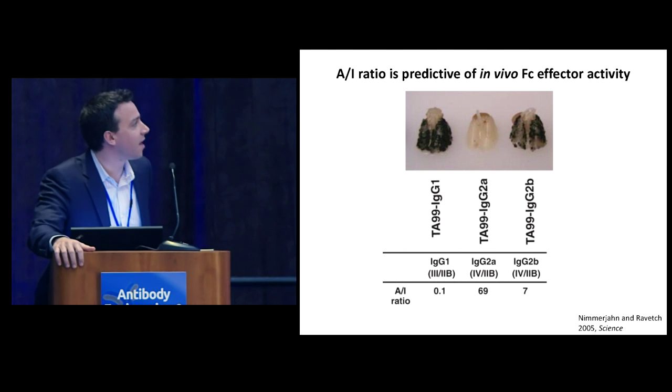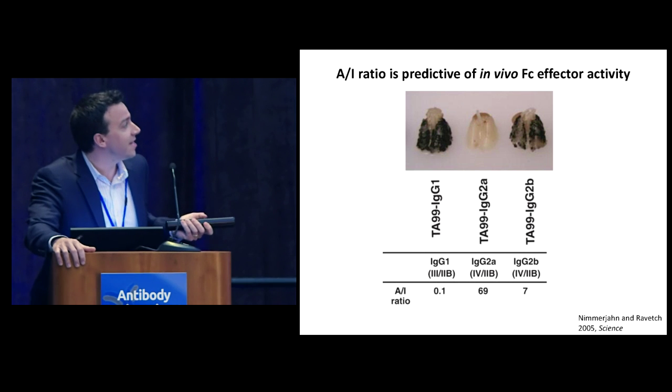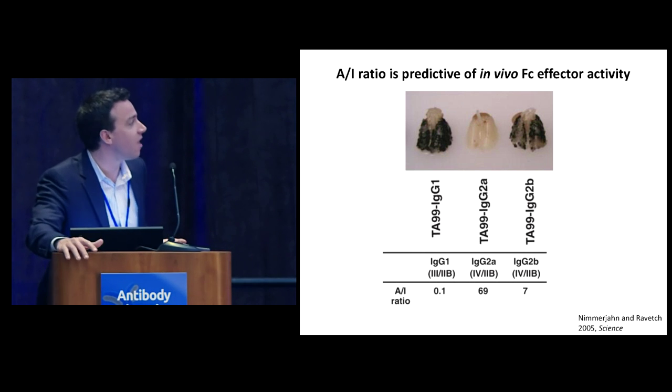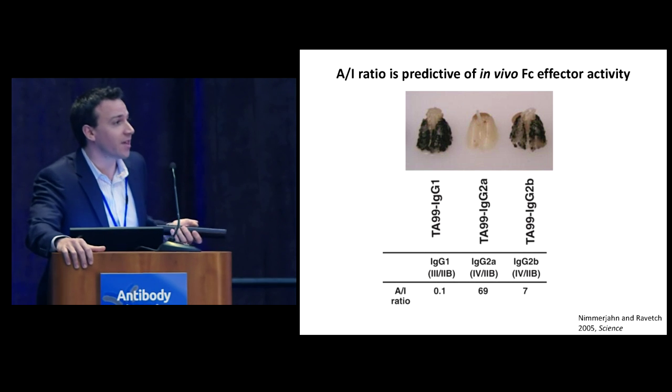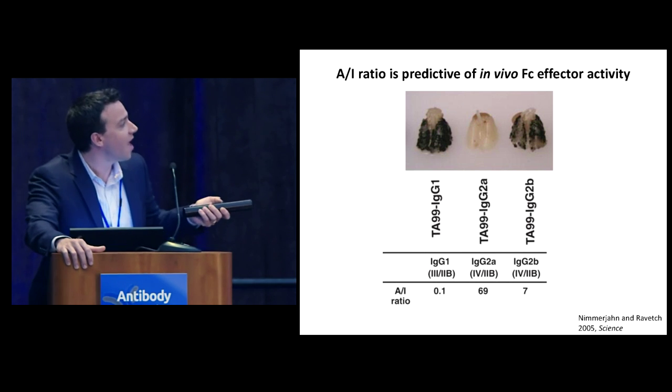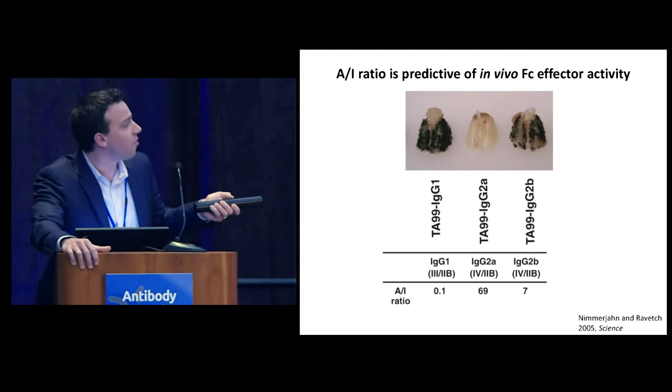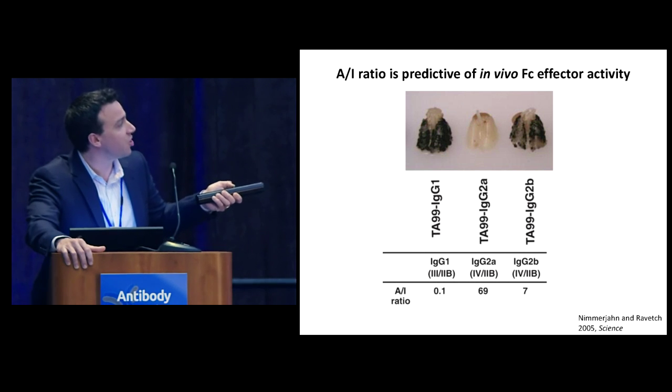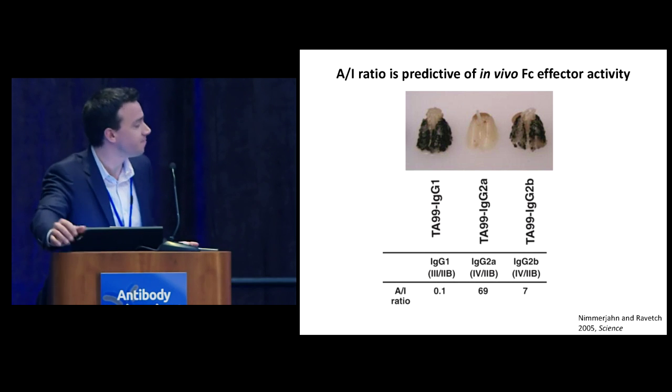And this is best characterized in a paper that now was about 10 years ago from Falk Nimmerjahn, showing that in the TA99 tumor model, where you can get clearance of lung metastases of these B16 melanomas, if you adoptively transfer antibodies specific for the TA99 epitope of GP75. And so you see, if you give a TA99 antibody to melanoma-bearing mice with an IgG1 isotype, you don't get any tumor clearance. And that's because of the low activating to inhibitory ratio. But if you give an IgG2A antibody with a very high activating to inhibitory ratio, you get full clearance of the tumors from those lung metastases.